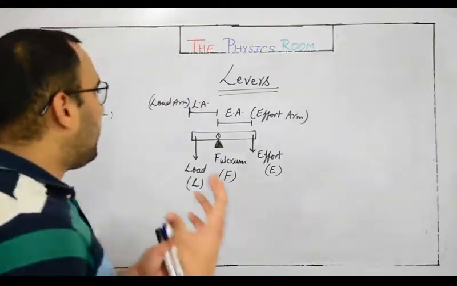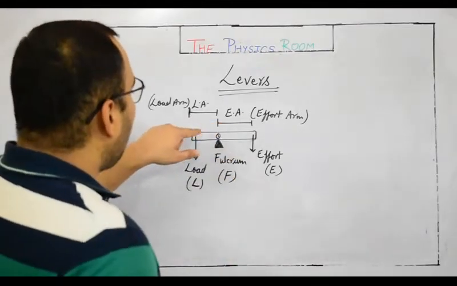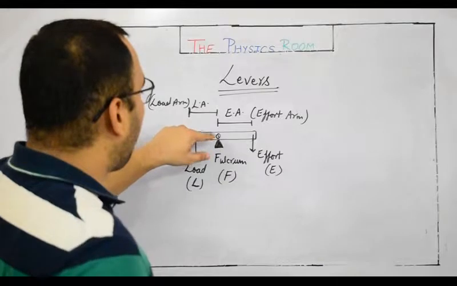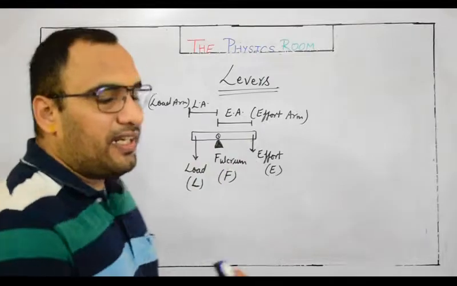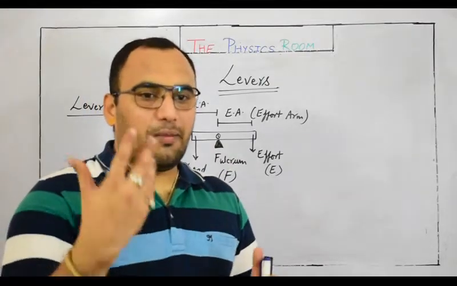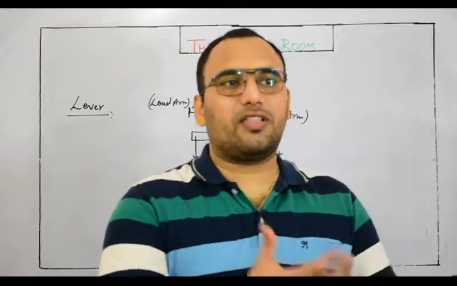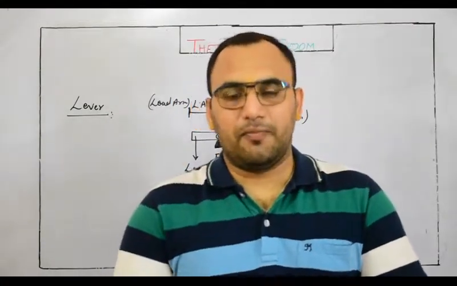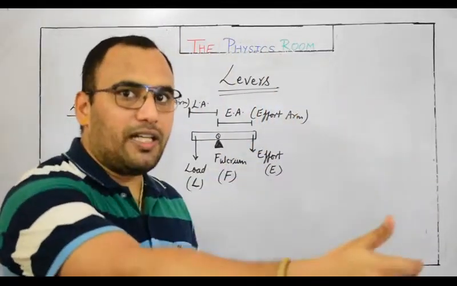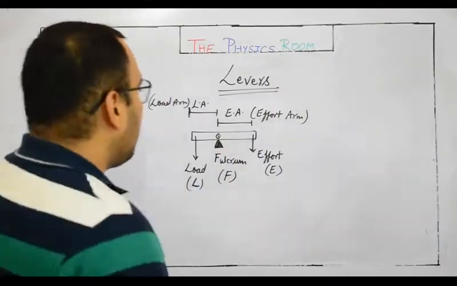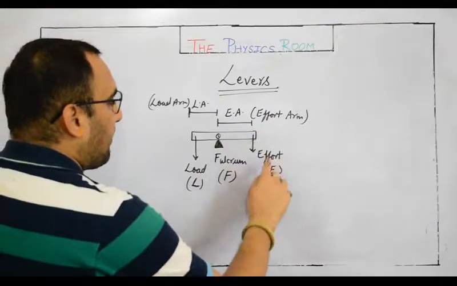If we simplify this definition, a lever is a rod which is free to rotate about a point, and that point is called the fulcrum, or F. On one end we can apply effort, or some kind of input force. A lever is a device which transforms your input force into some kind of mechanical work done. Basically it transforms input energy or input work into some kind of output work done. The point at which we are applying effort is represented by capital E.